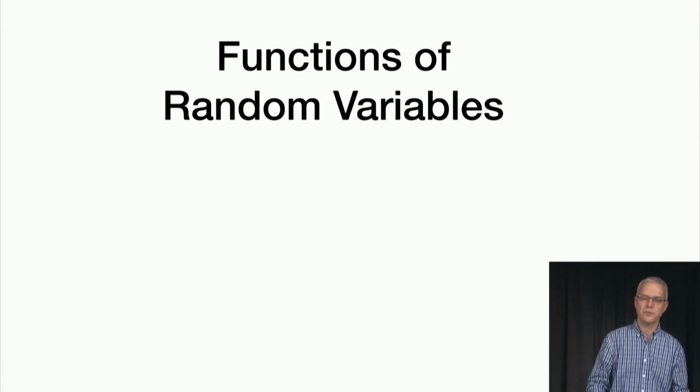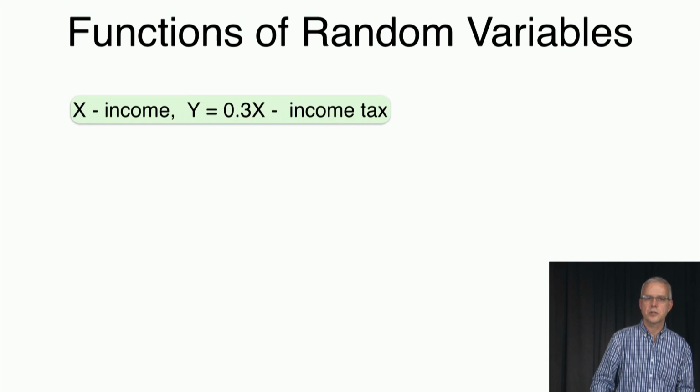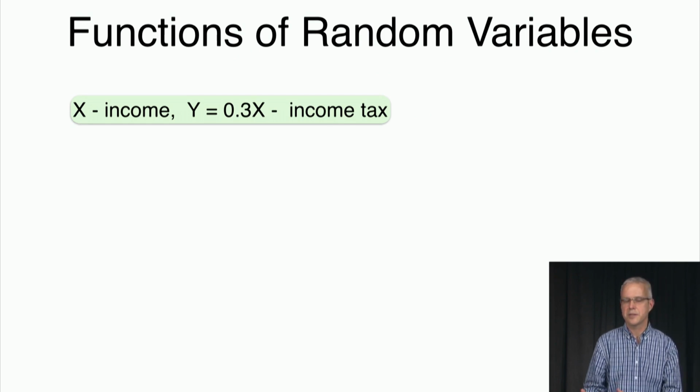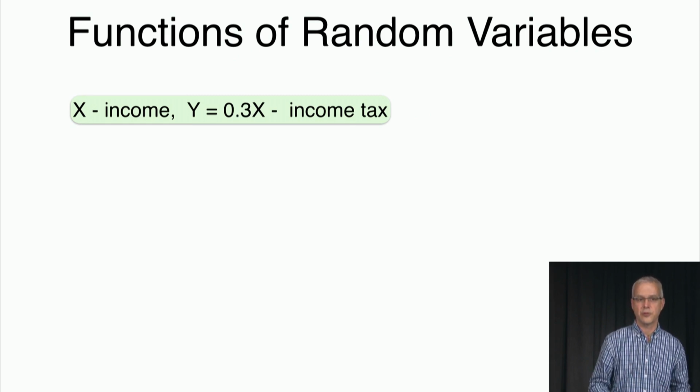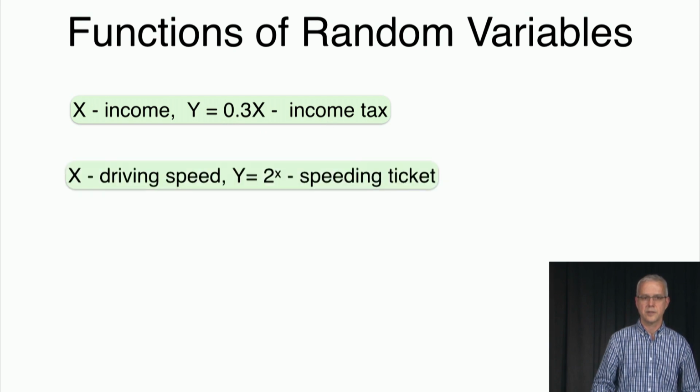Hello and welcome back. In the last lecture we talked about random variables, and now we would like to start modifying them, or talk about functions of random variables. Just like we observed for discrete random variables, it's very useful to talk about functions of random variables. For example, if someone's income is a random number x, then the amount of tax they pay is the random number y, which is, let's say, 0.3 times x. That's the income tax that they pay.